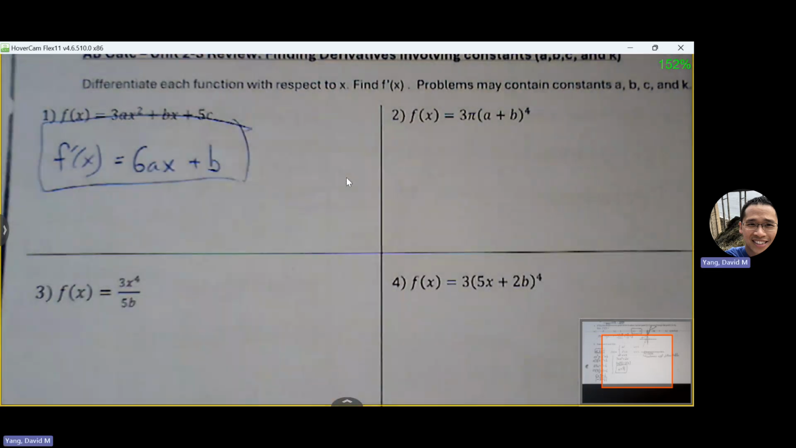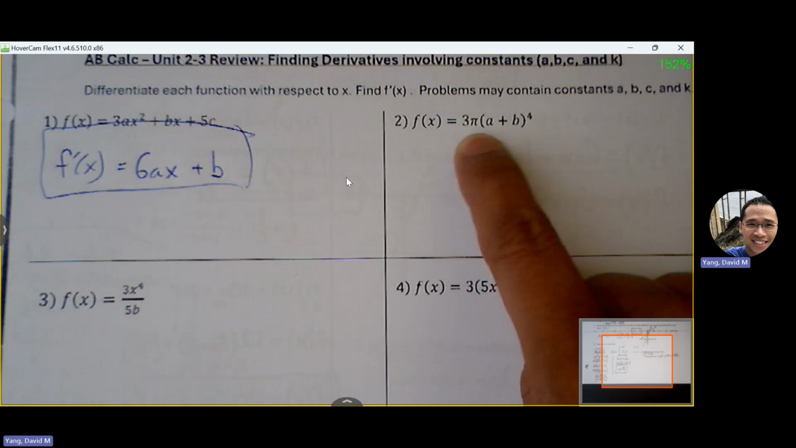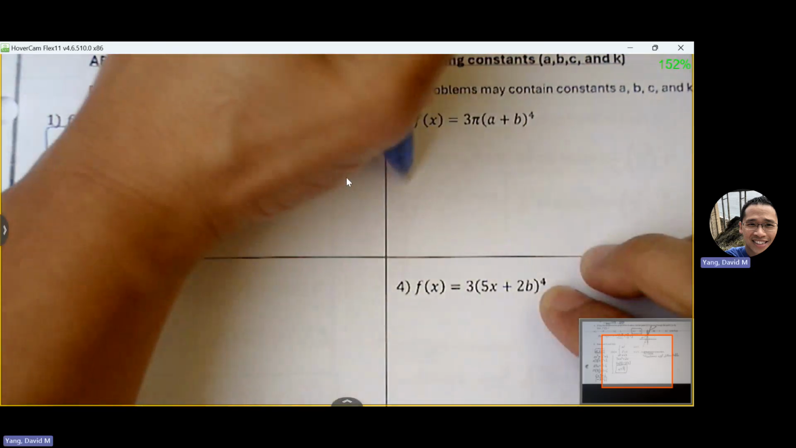Number 2, f of x equals 3 pi times (a plus b) to the 4th. You might think you have to go through chain rule. Actually, do we see any variables here? No. So this is just one big constant, right? So the derivative is just 0.